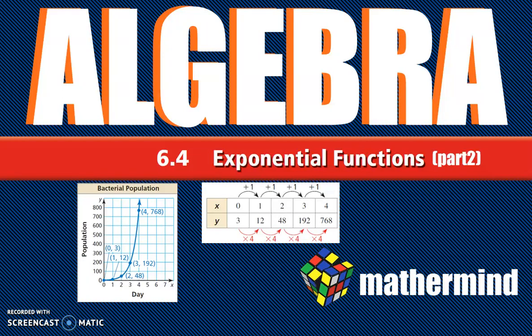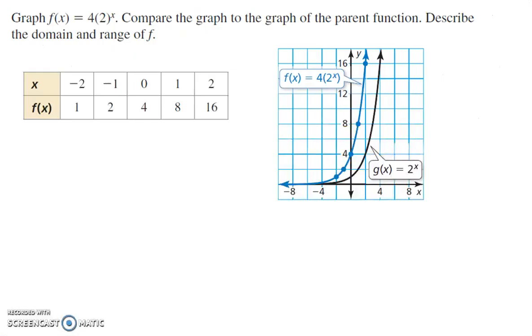Alright, here we are back again with a little bit of algebra. We're in Chapter 6, Section 4, talking about exponential functions. This is Part 2. I didn't want to overwhelm you in the previous part, but previously we looked at exponential functions that are in this form, where we have a variable with the exponent. So we actually went through and graphed this one, 4 times 2^x.